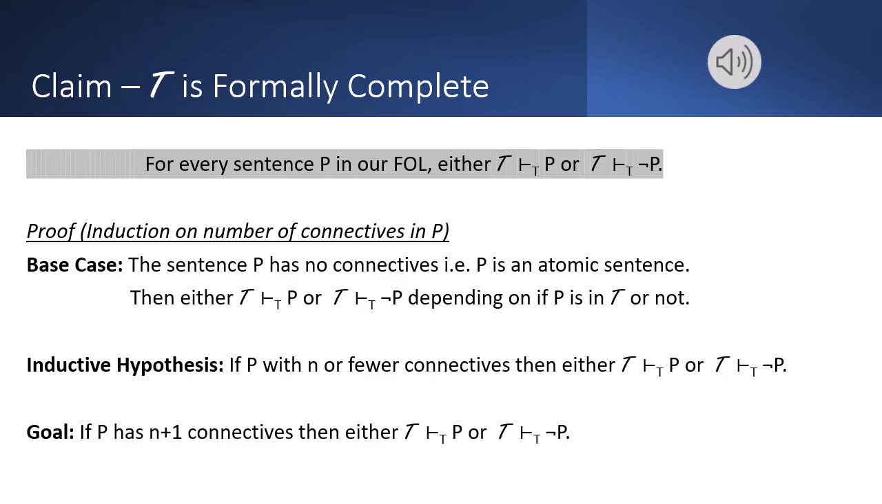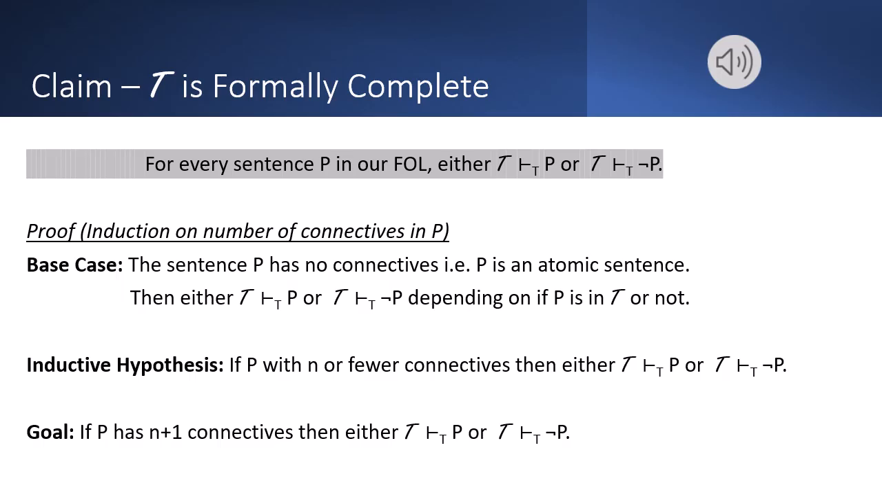Now, the proof goes by way of induction, but this time the induction is on the number of connectives in the sentence P. So what we'll do is argue like we did before. First, the base case, when the sentence has no connectives at all. Sentences that don't have any connectives are called atomic sentences, and they just consist of a predicate evaluated at some terms.